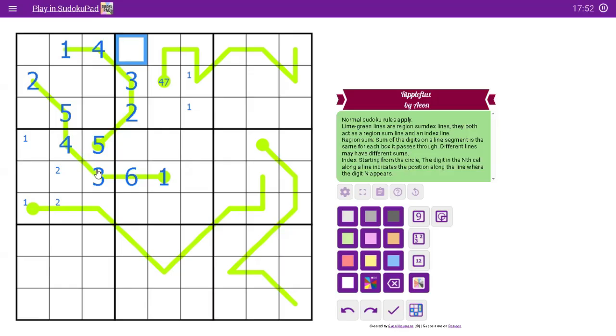So now that we know that on a lime green line, it's a region sum and an index line, right? It must contain a complete set of the digits 1 to 9 once each, because we cannot have any repeated digits.